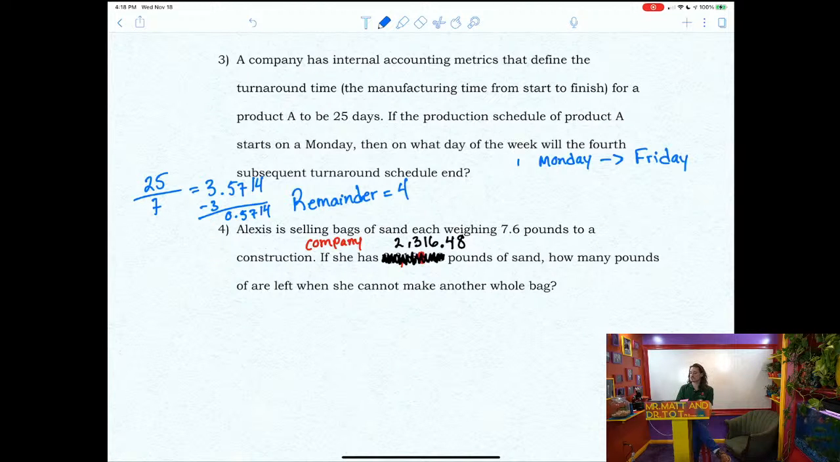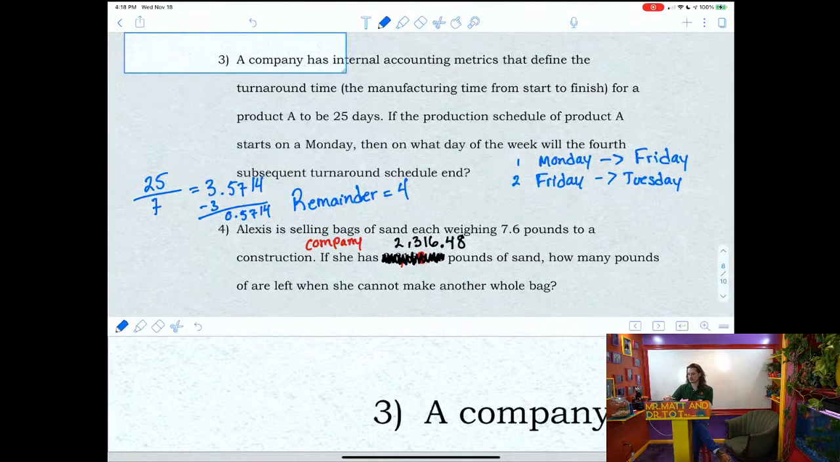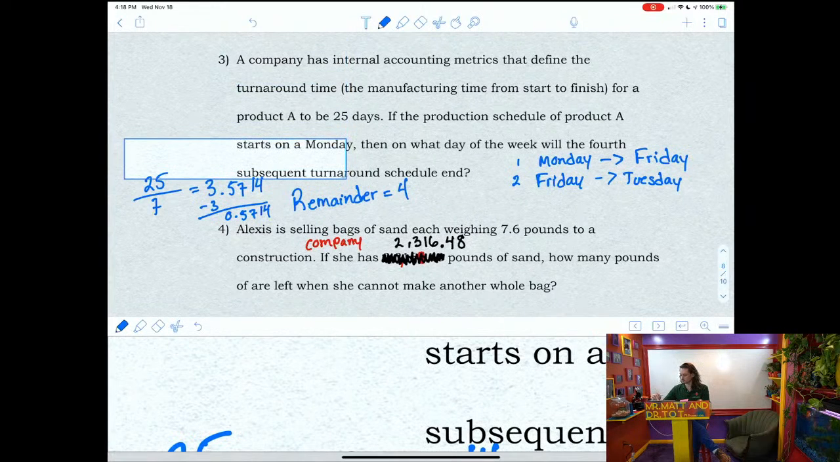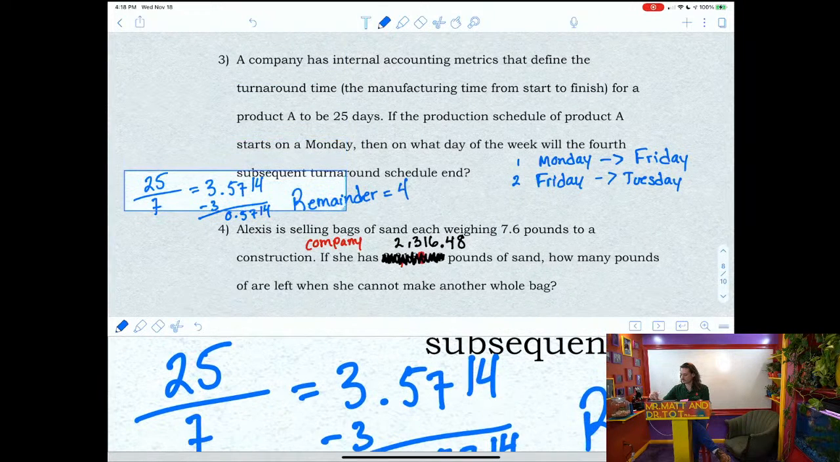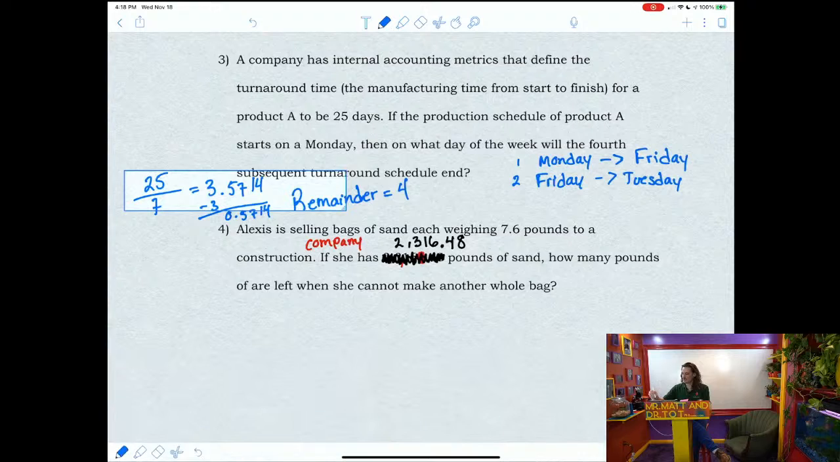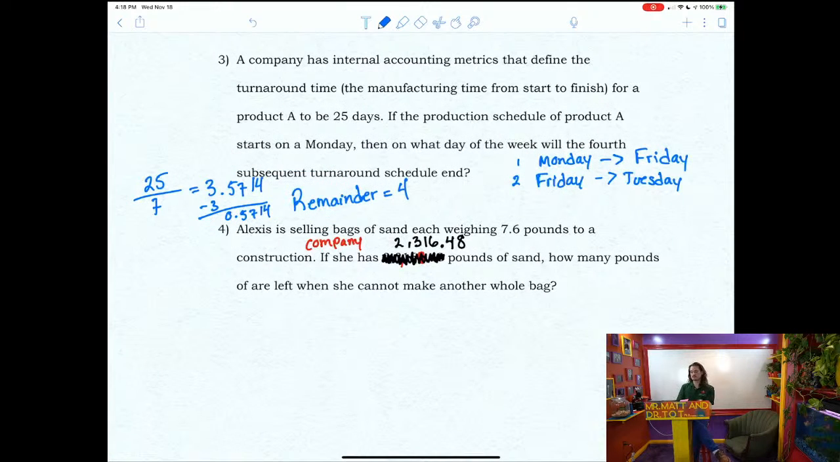So the first schedule is going to start on a Monday, end on a Friday. The second schedule would start on that Friday and then end. If we go 4 days from Friday, we're going to go Saturday, Sunday, Monday, Tuesday. So it's going to end on a Tuesday. So on and so forth. Oops. What happened there? Sorry. So that's my hint for that problem. I'm going to give you a few extra minutes to work on that.